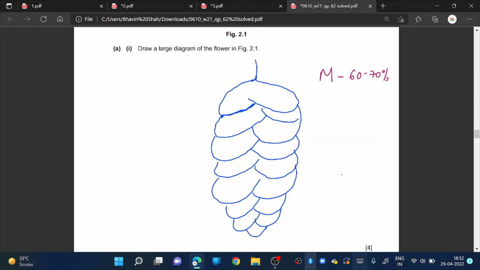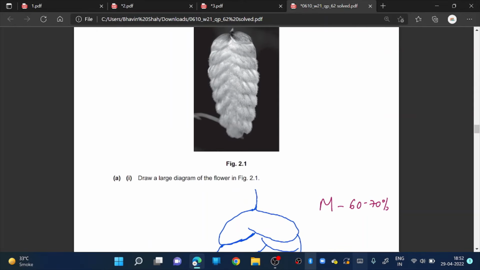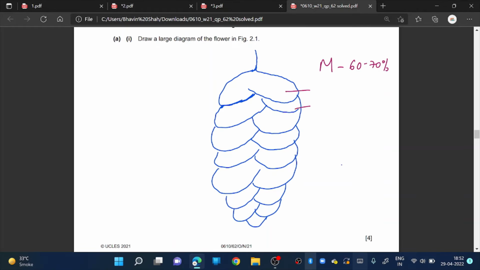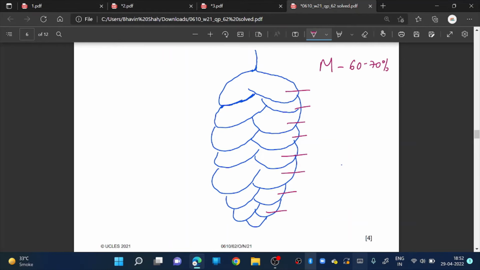Then we are talking about the details. As we can see here, 1, 2, 3, 4, 5, 6, 7, 8. So 8 lines are provided. You need to also do the same. So 1, 2, 3, 4, 5, 6, 7, 8. So this is what we are looking at for the details. For the details, the marks are provided.